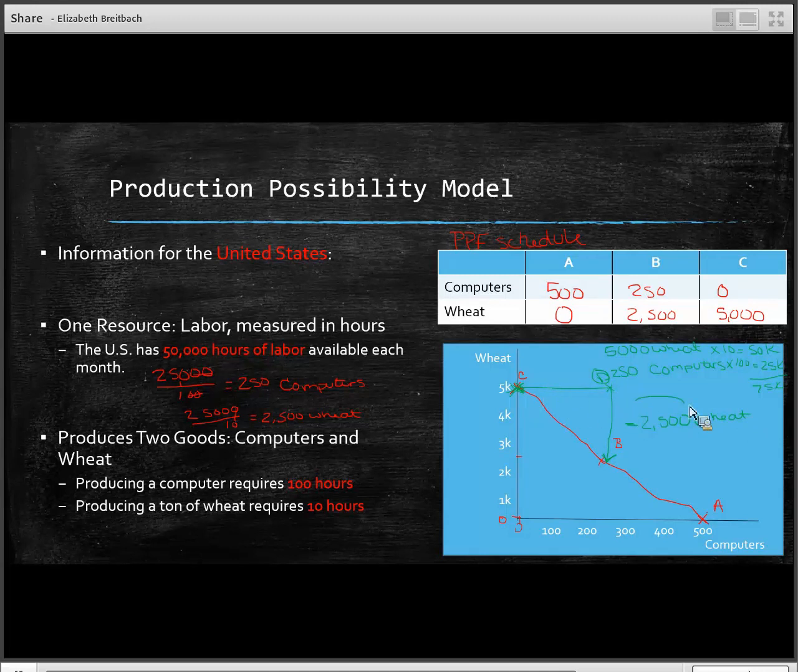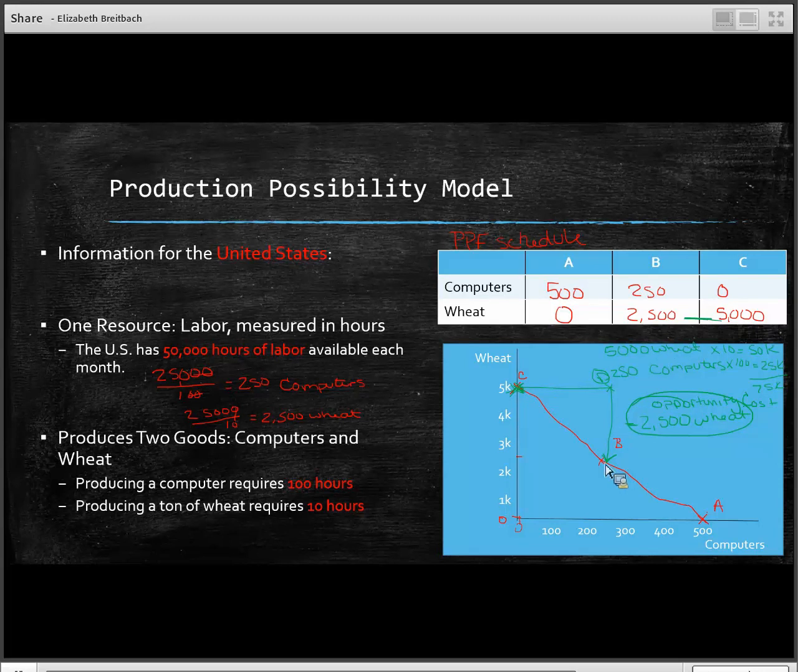This 2,500 tons of wheat is the opportunity cost of those computers. So to earn that extra 250 computers, I had to give up. What was my next best option? It was to use those labor hours to produce 2,500 tons of wheat. And so the opportunity cost of producing 250 computers was the loss that I had here in terms of wheat.